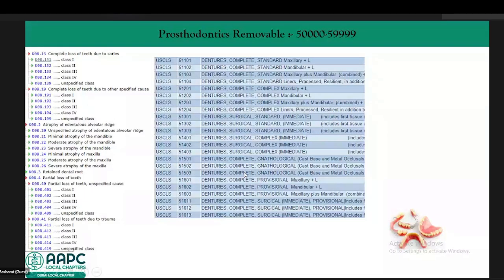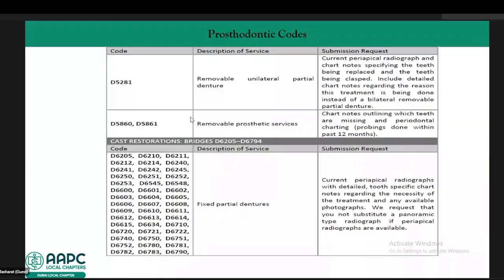So you need to be careful. According to the doctor's documentation, if you have any doubt, you need to query the physician to know the material used. For crowns or for dentures, the doctor needs to document clearly. These are the codes used for fixed or removable dentures.